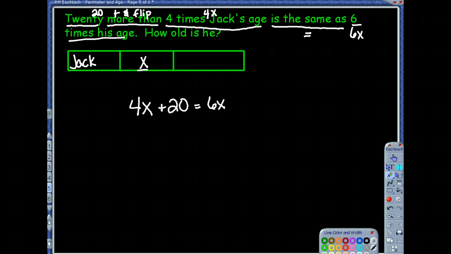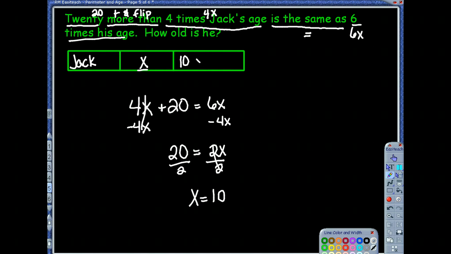From here, it's just a basic equation to solve. Notice that I don't even have multiple pieces that I'm trying to find. I'm looking for just an x. As I subtract my 4x from both sides, I'm going to be left with 20 is equal to 2x. And when I divide both sides by 2, I'm left with x is 10. So that means that Jack is 10 years old.